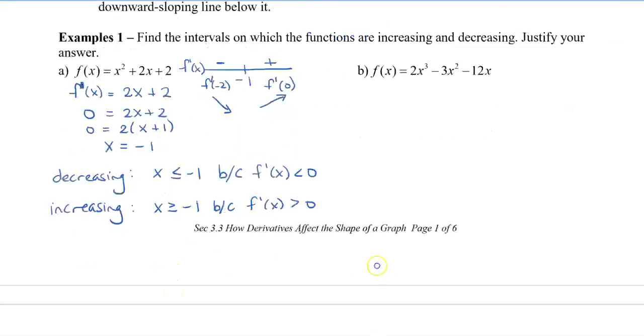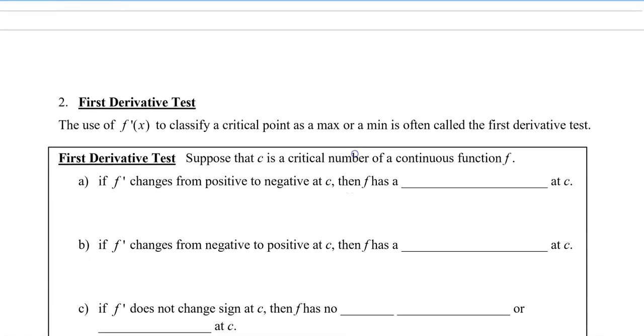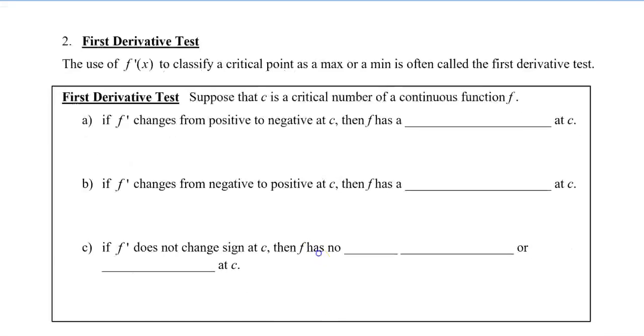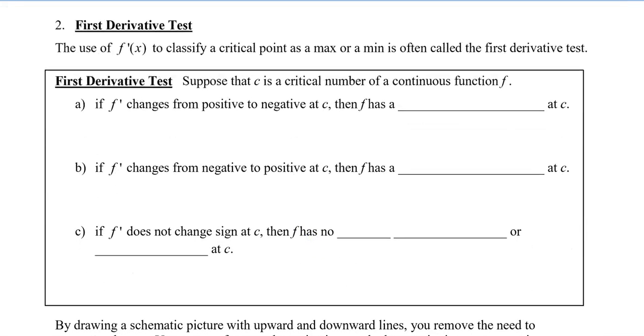All right, so now let's go on to the first derivative test. The first derivative test uses f prime of x to classify whether a critical point is a maximum or minimum. So how it works is that suppose we have c, a critical number on a continuous function. And let's draw a graph to show this.